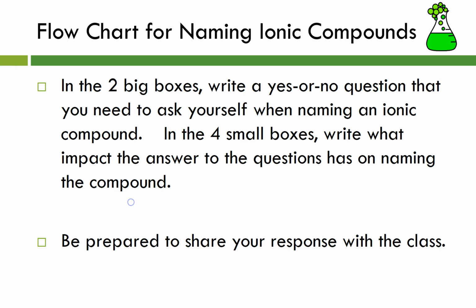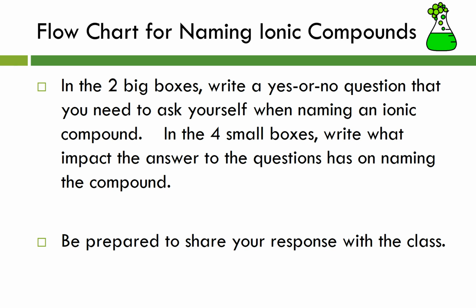All right. There is a flowchart in your workbook that's set up to help you figure out naming ionic compounds. So there are 2 large boxes. You can have 2 yes or no questions that go in each of those. And then in the 4 smaller boxes, write what impact the answer to those questions has on naming the compounds. Really, the key when you're naming ionic compounds is to look out for polyatomic ions and to look out for metals that can have multiple charges.